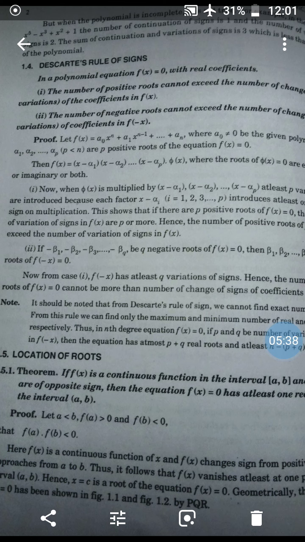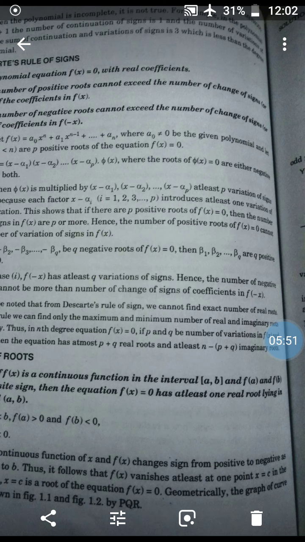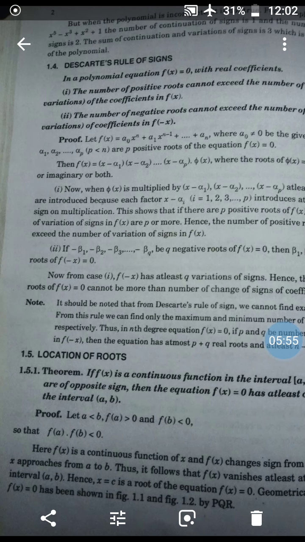Secondly, now we take negative roots. Let minus beta 1, minus beta 2, up to minus beta q be the q negative roots of f x equal to 0. Then beta 1, beta 2, up to beta q are q positive roots of f of minus x equal to 0. By using the above result, f of minus x has at least q variations of sign.